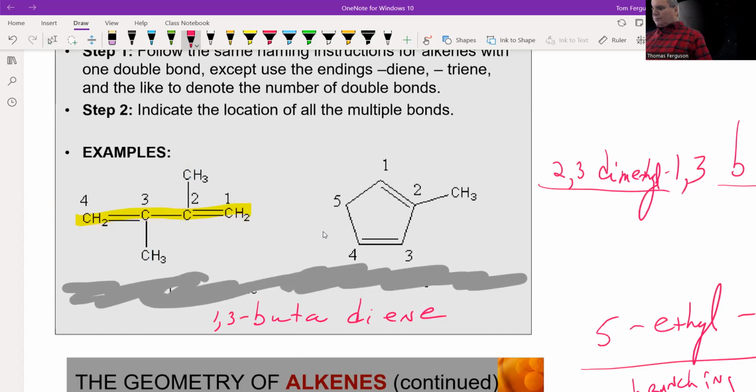Okay, and we've got some branching, 2 methyl groups. So we've got 2,3-dimethyl-1,3-butadiene. Okay.